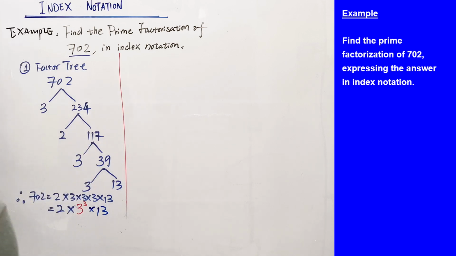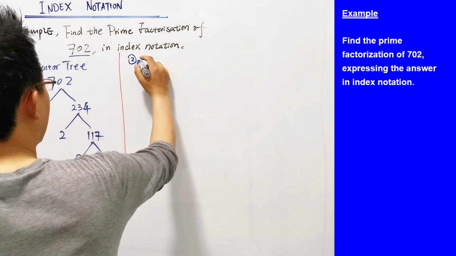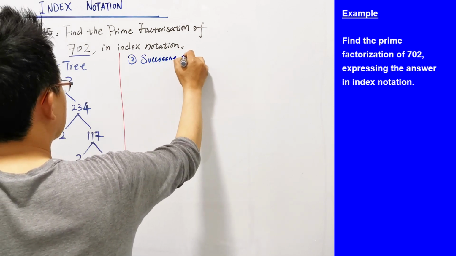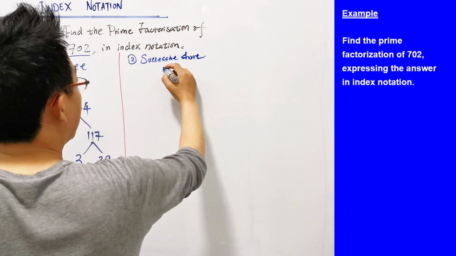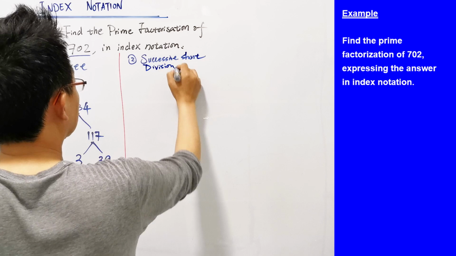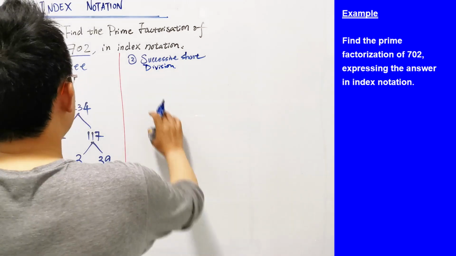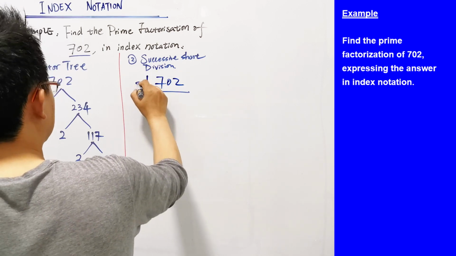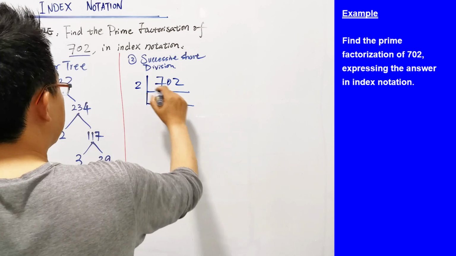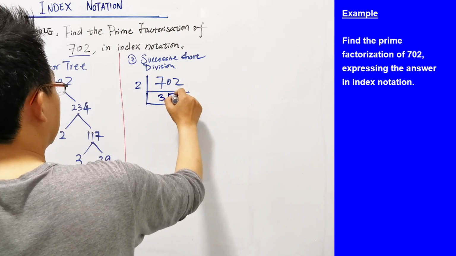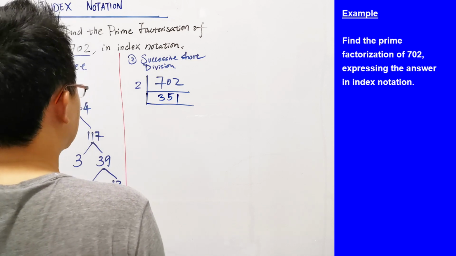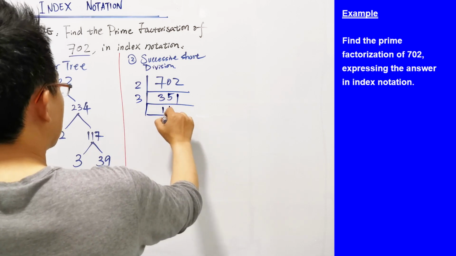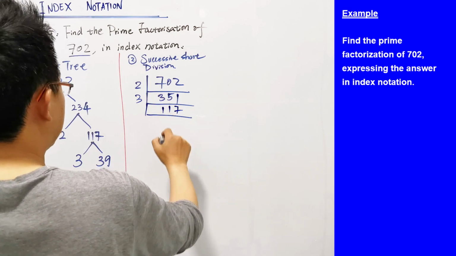Let's try the other alternative way. The alternative way we call successive short division. So this is how we use that one. 702. Let's divide by 2. What do we get? We get 351, right? This is the thing we get. Let's try another one. How about 3? The first one we get is 117, the second one is 39, then the next one, 13.